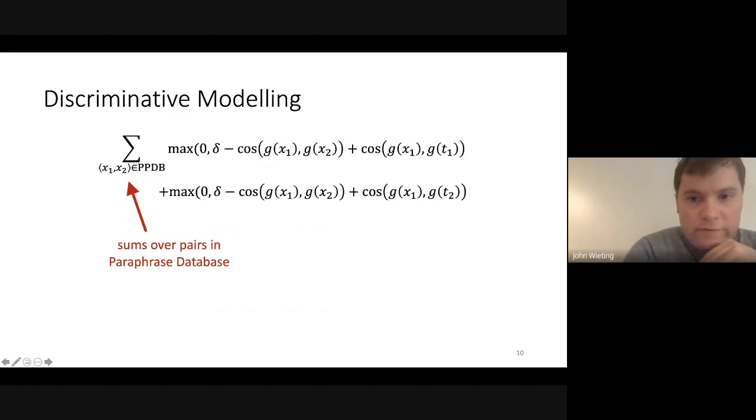And then we need an objective function too. So now we have some data. We basically have these x1 and x2. These are pairs in PPDB. And now we want to have a model and we want to have an objective function.